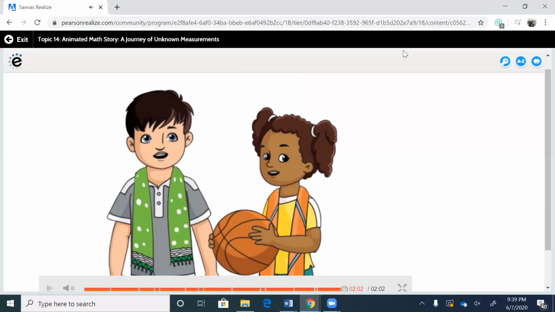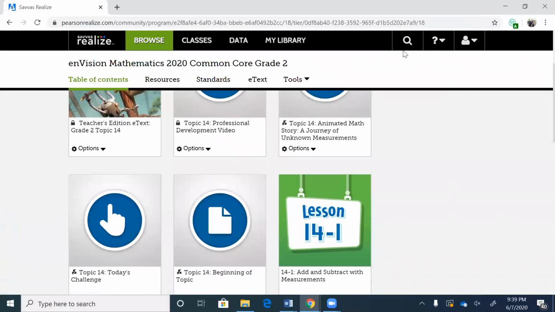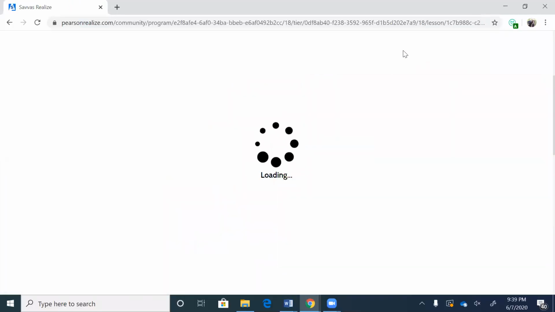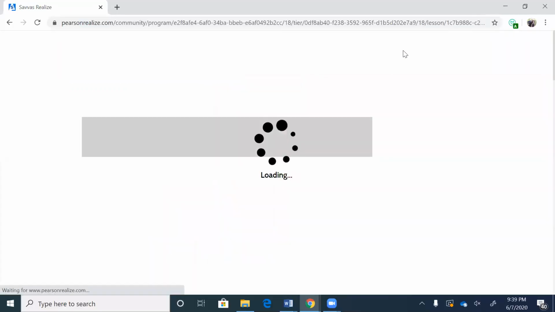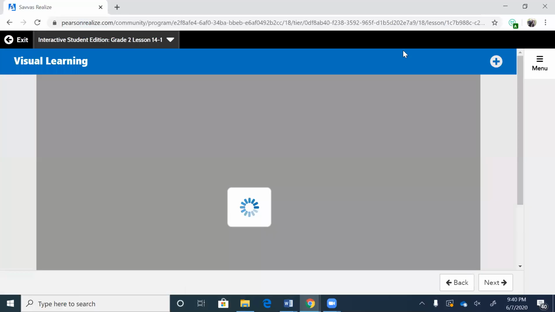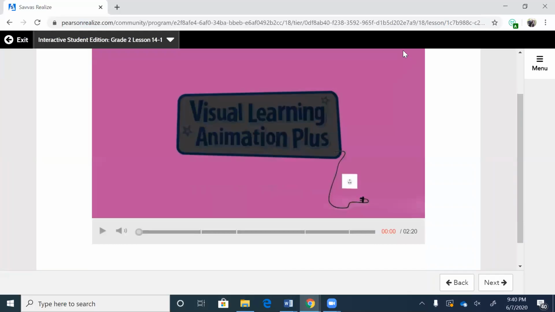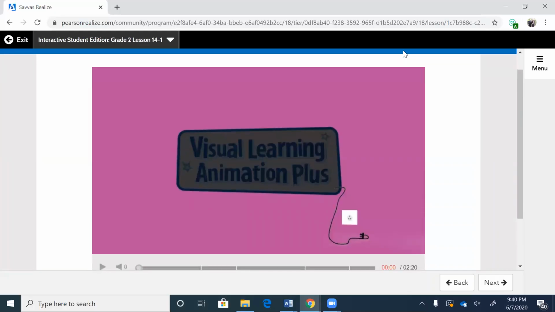All right, so that was an introduction to some of the things that we're going to be learning in this topic. So today we're in 14-1. I can solve problems by adding or subtracting length measurements. Now, we're actually going to start with the visual learning today. So pay close attention in this video because it's going to preview what we're going to be doing.